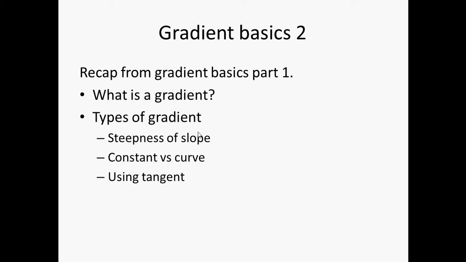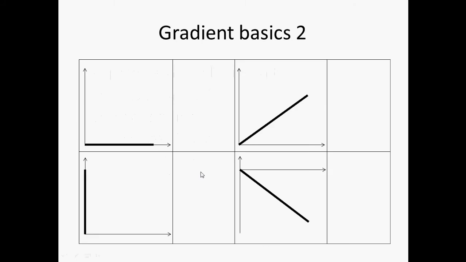So let us recap on what we have learned in the first video. In the first video, we defined what a gradient is, which is the steepness of a slope. And then we also talked about the types of gradient that we will face. Basically, it is how steep a slope is, and also what is the difference between a constant versus a curve, as well as the usage of a tangent for a curve. We also remember the difference between a positive and negative gradient. So with this information, let us define some of these graphs in terms of their gradient.